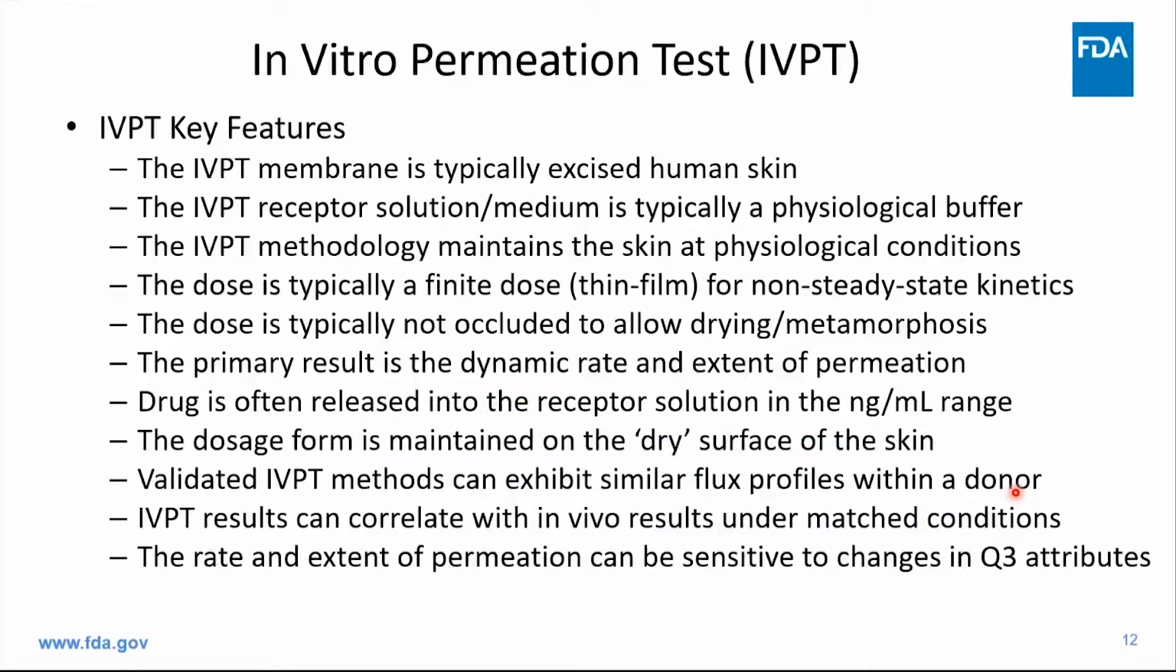IVPT key features are summarized on this slide. So the membrane is typically excised human skin. The receptor solution, or the medium, is typically a physiological buffer. The methodology maintains the skin at physiological conditions. The dose is typically a thin film for non-steady state kinetics, because the dosage form is changing on the skin continually. Typically, the dose is not occluded, to allow for that drying or metamorphosis, and the primary result is the dynamic rate and extent of permeation of the compound of interest through the skin. Now, this permeation may be very small because the drug is often released into the receptor solution in the nanogram per mL or even picogram per mL range. The dosage form is maintained on the dry surface of the skin, so it doesn't come into contact with the receptor solution.